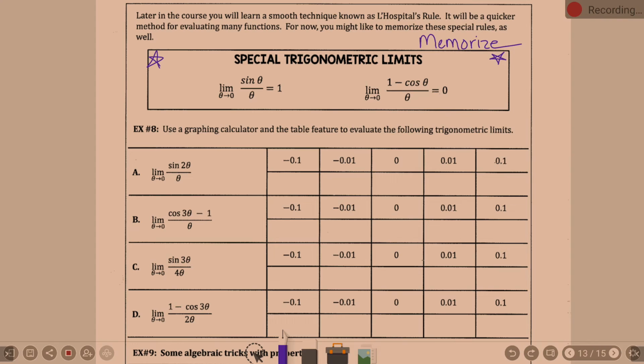Now, it says use a graphing calculator and the table feature to evaluate the following trig limits. The table feature, gosh, we went through that in pre-calc last year. How much do I want to go through it today? For something like this, you can pretty much just fill in the values, right? They already have it set up. It would be pretty easy to fill in the values. So can I write them down for right now? I probably should go through the table with you here in a moment.